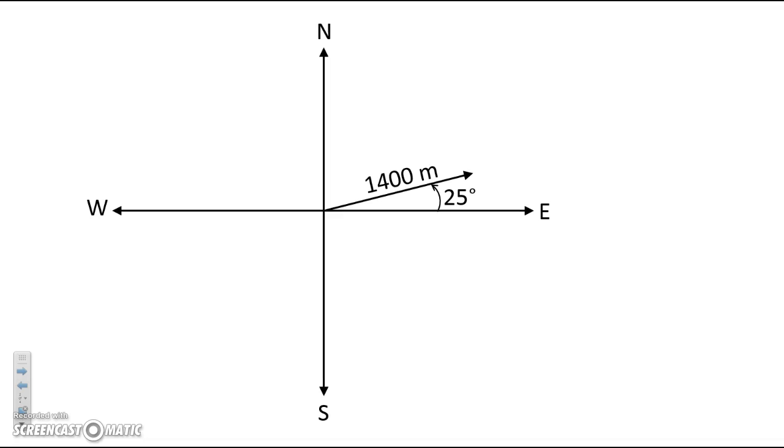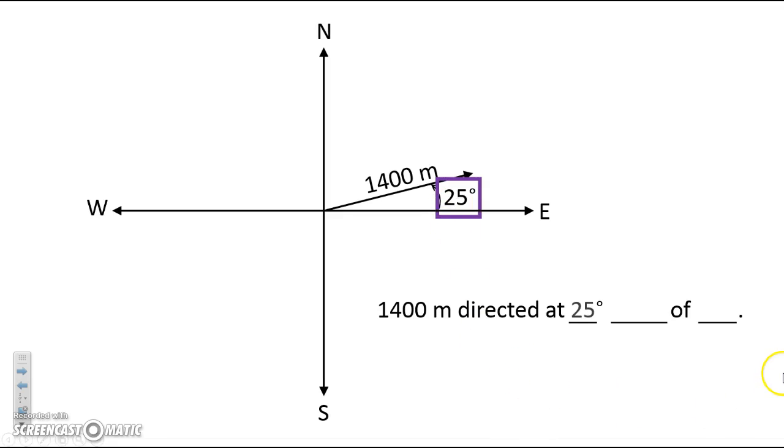The first thing we need is a shell. Here's the general sentence structure we will use every time we specify the direction. Now I've already written in the distance, 1,400 meters, the magnitude. And then everything that follows is the direction. So we have 1,400 meters directed along an angle of, or directed at. The first blank is 25 degrees. That's the angle itself. So you type in 25 degrees. And next, we're going to skip the middle blank and come back to it. We're going to focus on the last blank.